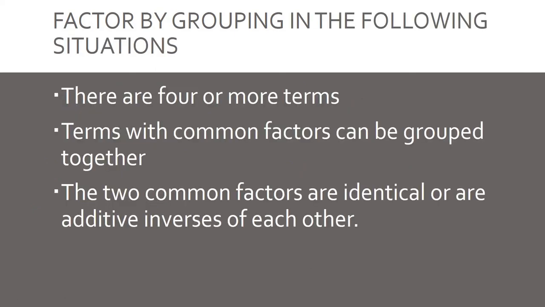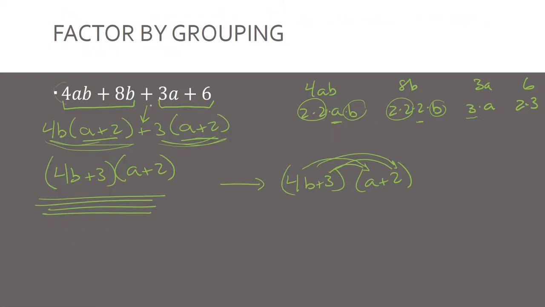All right, so factor by grouping when you have 4 or more terms, terms with common factors that can be grouped together. In other words, on the last one I grouped the first two together and the last two together, and the two common factors are identical or are additive inverses. We'll talk about that in a second. So the situation was that I had 4 or more terms. I could group them to find common factors, and once I did, these two pieces were identical. So that allows me to use factoring.